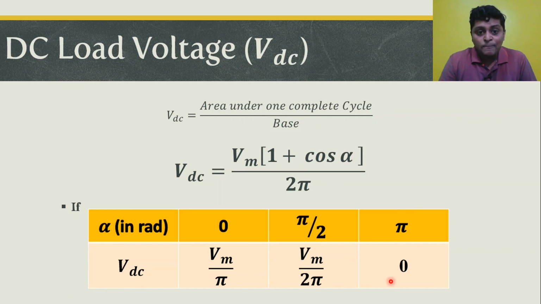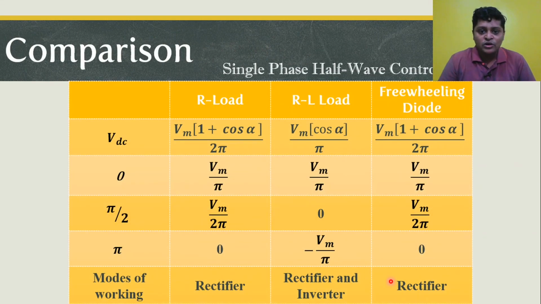Let's compare the three circuits, and then we can understand what happens with the inductive load. The same single phase half wave controlled converter circuit with three different load conditions: resistive load, inductive load, and inductive load with freewheeling diode is compared. You can clearly observe these two equations are the same, meaning even when we add a freewheeling diode, it makes the circuit independent of load conditions.